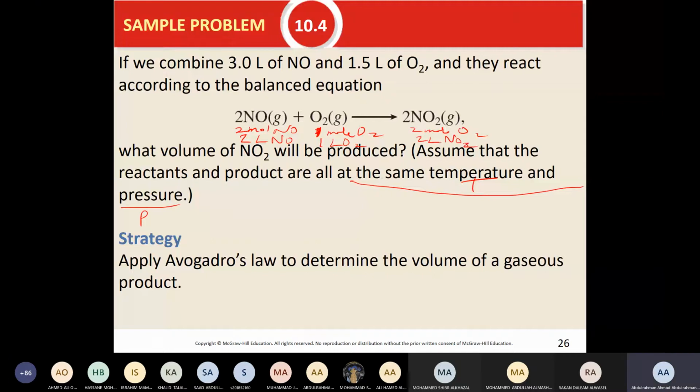All right? We combine 3.0 liters of NO with 1.5 liters of O2. Then how many liters of NO2 will be produced?